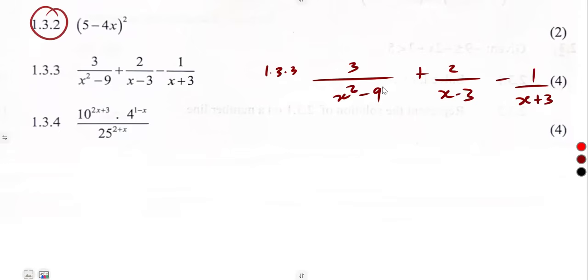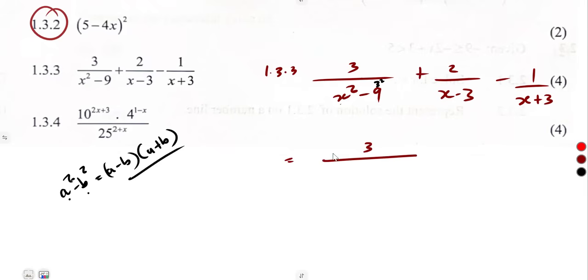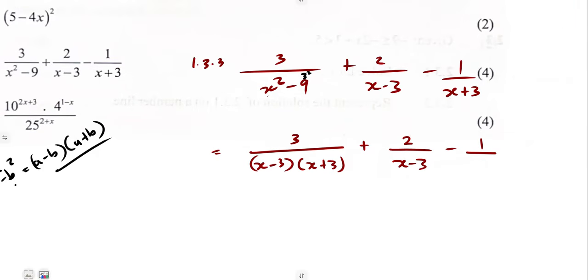All right, x squared minus 9, that's a difference of 2 squares from our a squared minus b squared, which gives us what? A minus b into a plus b. Difference of what? 2 squares. 9 is same as what? 3 squared. So that is same as a squared minus b squared, where our a is going to be what? X, and our b is going to be 3. So it's x minus 3 into x plus 3. All right, plus 2 over x minus 3 minus 1 over x plus 3.